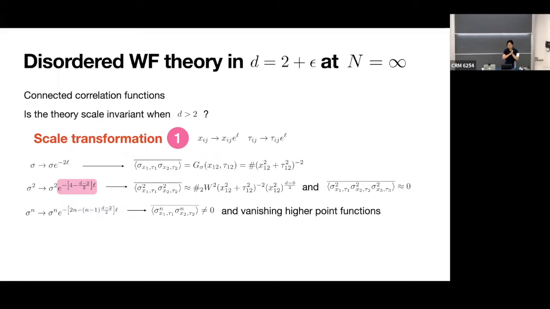So since we want to ask a question about the scale invariance, it's better to do the scale transformation on those correlation functions. As what we do in the normal phases, the space and time get rescaled by the same factor, say e to the L.